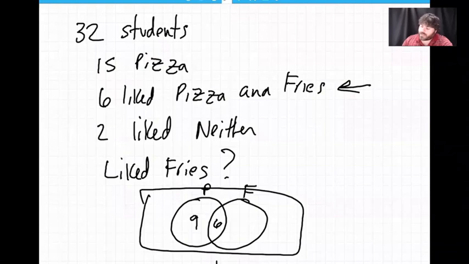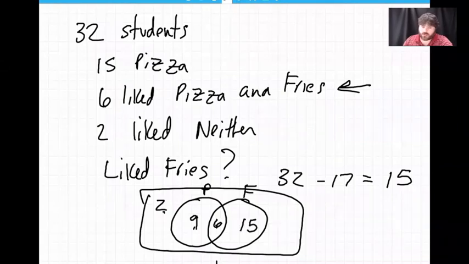Okay, it says 2 people like neither. So that means there's 2 people out here in the fringe. And then it says that there's 32 students total. So how many students have I put inside this box? 9 and 6 is 15, plus 2, that means I've used 17. So if I take away 17, I get 15 more that I have to put in. So I'm going to put in 15 right here into the only French fries area.